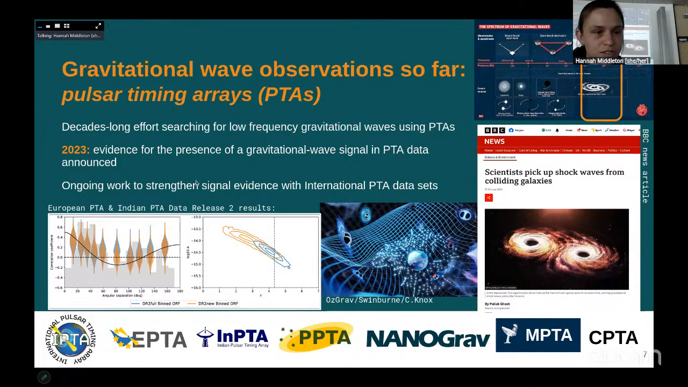And in 2003, there was evidence announced for the presence of a gravitational wave signal in the pulsar timing array data. And the current and ongoing work is to strengthen this evidence by using the full International Pulsar Timing Array data sets. So individual groups release their data and their searches, and now the challenge is to try and bring all these data sets together.